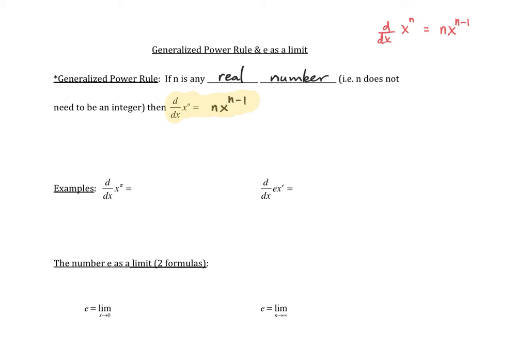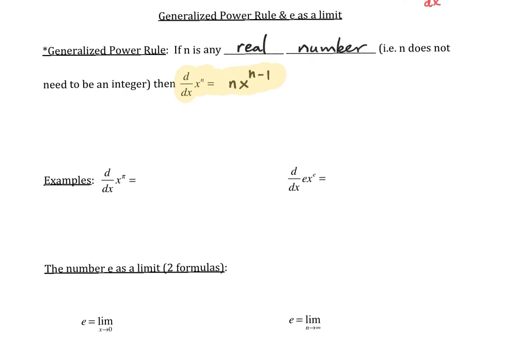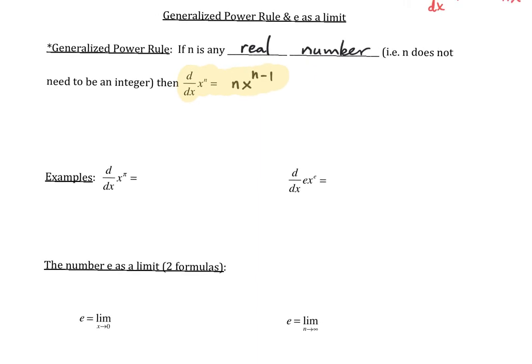So let's take a look. When we look at this example here, this time our power is pi. Pi is not an integer, it's a real number. So when we take the derivative of x to the pi power, you just bring down the pi and you have x to the pi minus 1, because we have to subtract 1 from the exponent.